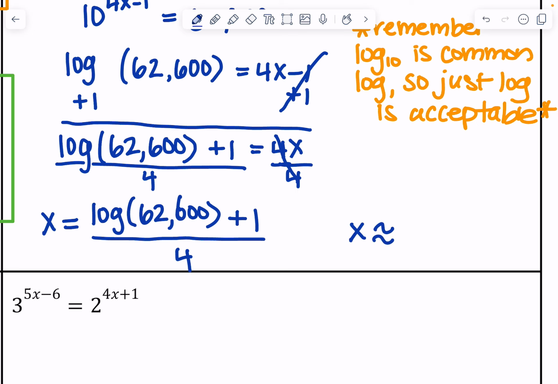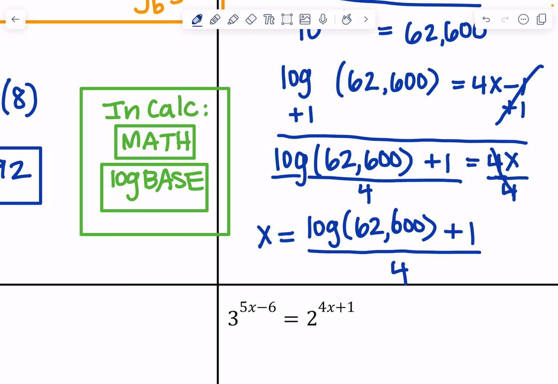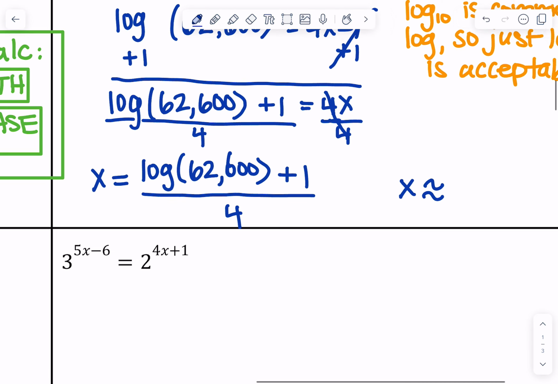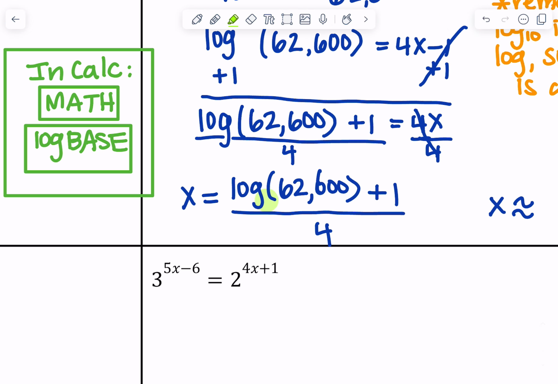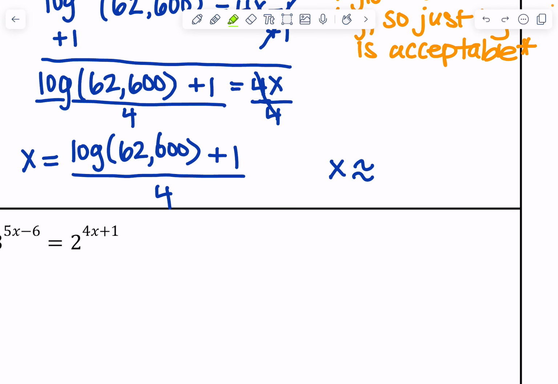And if I wanted to actually get the decimal for that, you could use the fraction button in your calculator, and then I would follow these green steps, math, and then find log base. Or I guess this one doesn't have a base, so it's just log 10. So you can just use the log button, which is on the left side of the calculator by the 7. So if I do that, I get that x is approximately 0.9491.